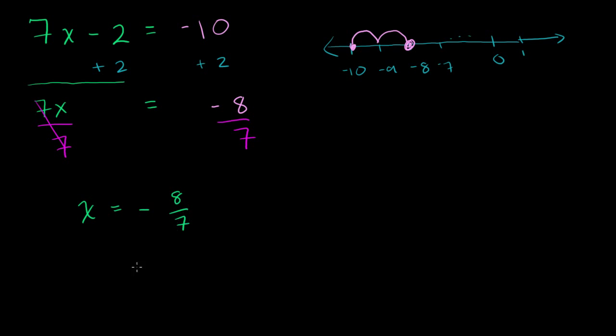Negative 8/7, or if you want to write it as a mixed number, x is equal to, 7 goes into 8 one time and has a remainder of 1. So it's negative 1 and 1/7. Either one would be acceptable.